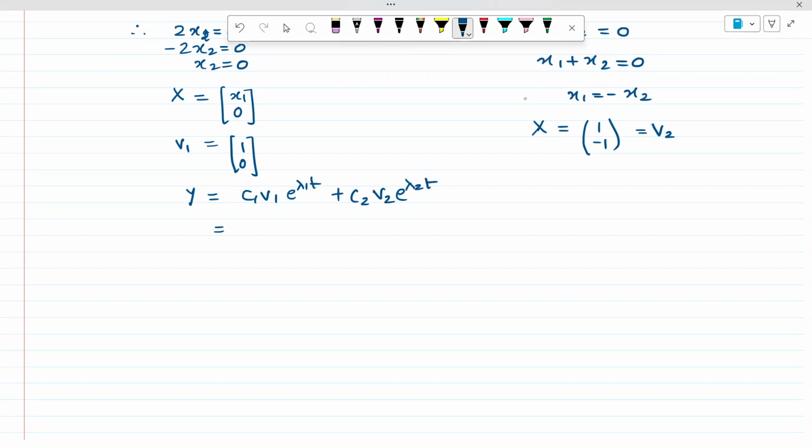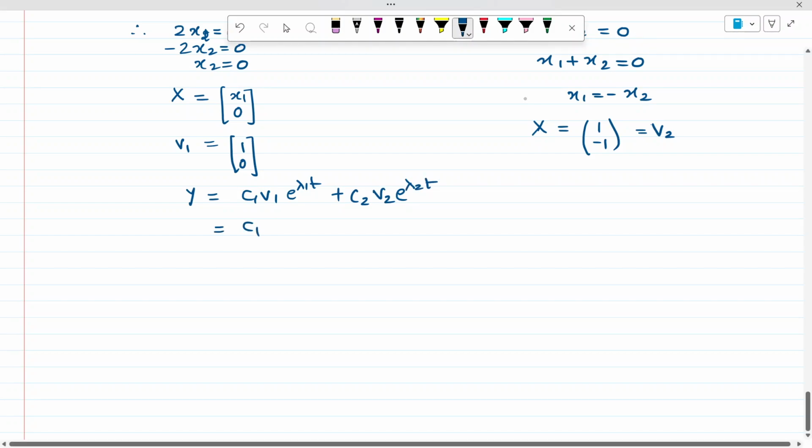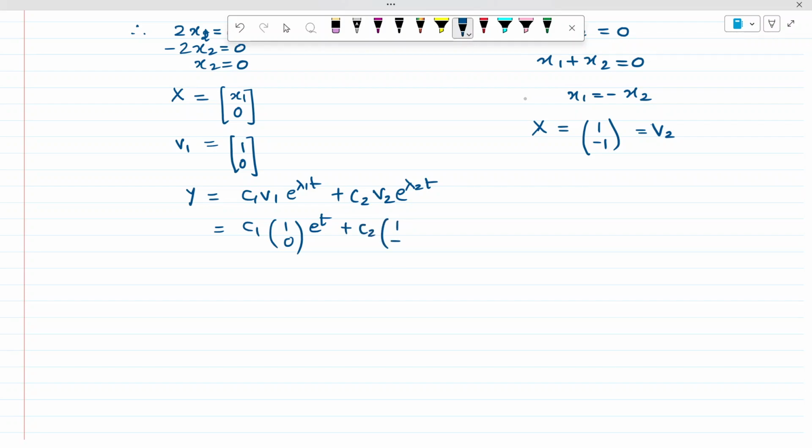So let's substitute C1 as it is. V1 is (1, 0). Lambda 1 was 1, so e raised to t. C2 as it is. V2 is (1, -1). Lambda 2 was negative 1. So if you look at this, this is C1 e raised to t with a 0, plus C2 e raised to negative t, minus e raised to minus t. And this side it is y1 and y2.